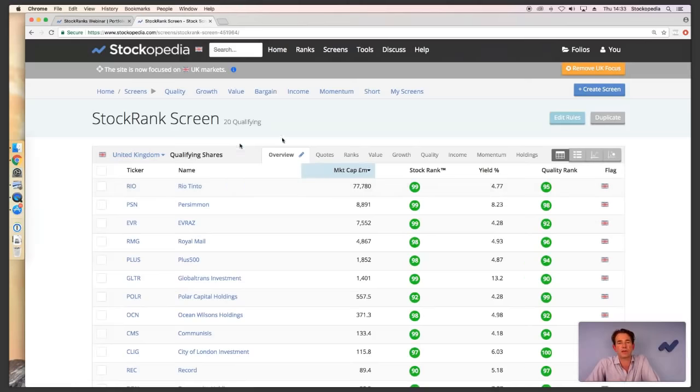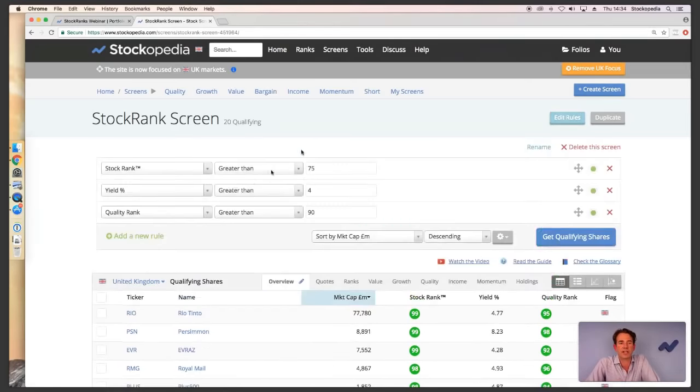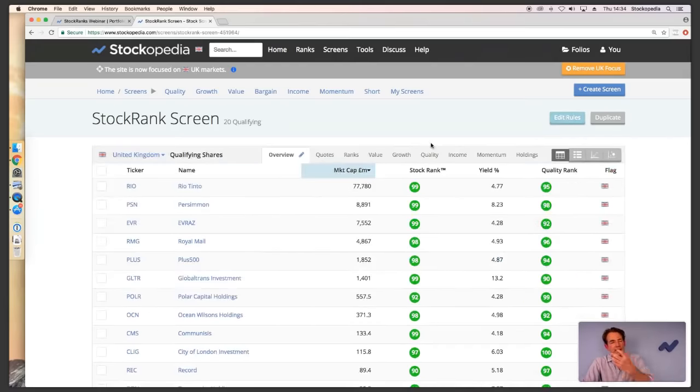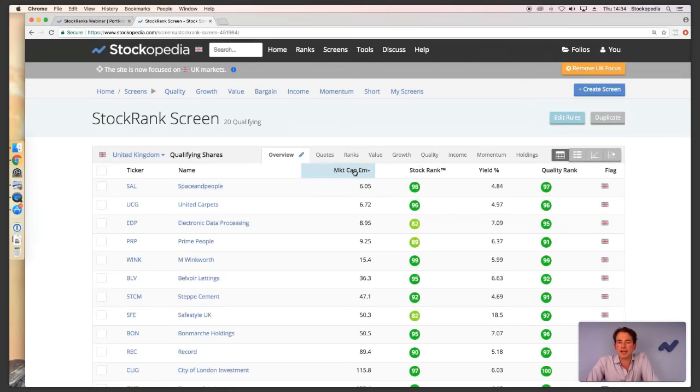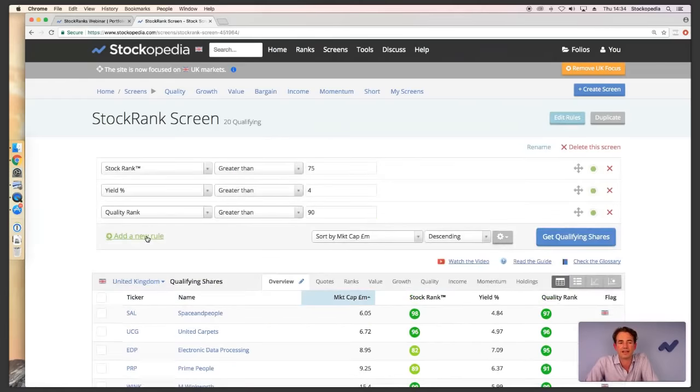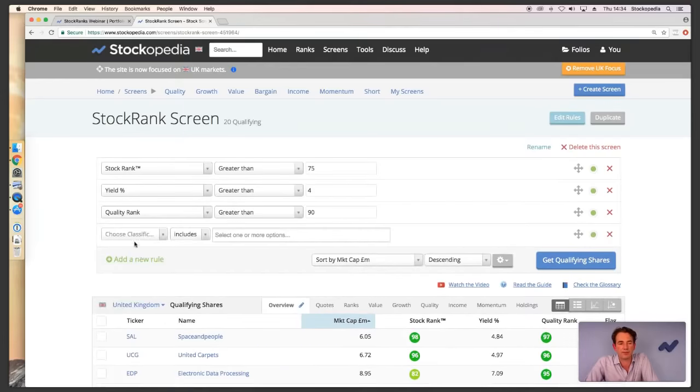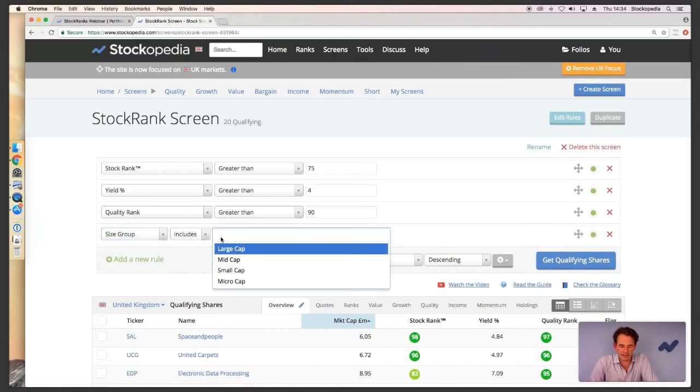And you can see there we've got 20 shares which have a quality rank greater than 90, a yield greater than 4, and a stock rank greater than 75. And if we keep editing that, we can filter that list down even further. You can see here, some of these are very, very small caps, and we might want to keep them out. So I might add another rule, which is, for example, to just remove small micro caps.